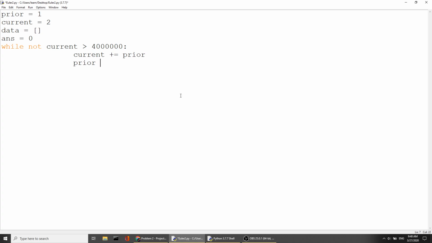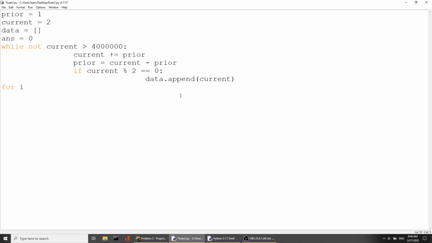Prior equals current, current equals current take away prior. If current mod 2 equals 0, this calculates if it is an even number. Then we do data dot append the current number.